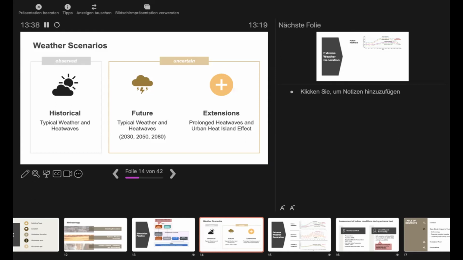So again, we're interested in prolonged heat waves. Due to climate change, we also expect heat waves to become longer lasting. So that's why we implement an algorithm that prolongs the heat waves, and we can assess this impact on buildings as well. And then we incorporate the urban heat island effect.